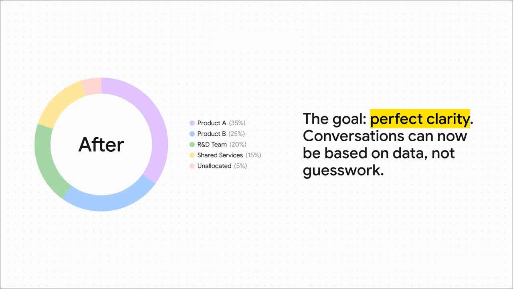And this is where we want to be. This is the after picture. Suddenly, that unallocated bucket is just a distant memory, and in its place, we have perfect clarity. We can now see that product A is our cash cow, but hey, it's also our biggest cost center. We can see the R&D team is burning through 20% of our budget. Now we can have a real data-driven conversation about whether that's a good investment or not.